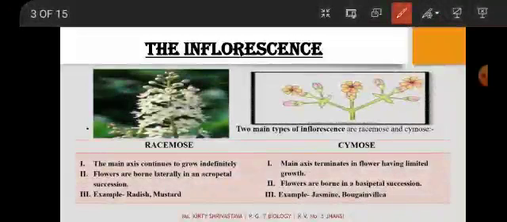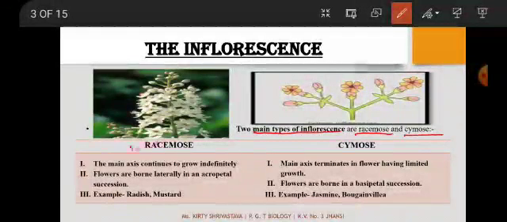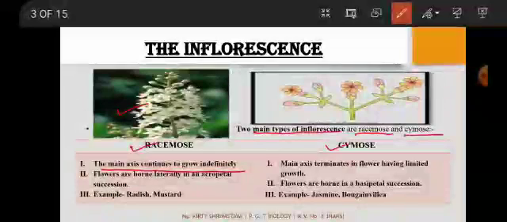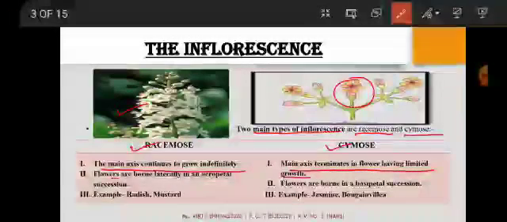Depending on whether the apex gets converted into a flower or it continues to grow, the inflorescences are of two main types. Number 1, the racemose inflorescence, and number 2, the cymose inflorescence. In racemose inflorescence, the main axis continues to grow indefinitely, whereas in the cymose inflorescence, the main axis terminates in a flower having limited growth.